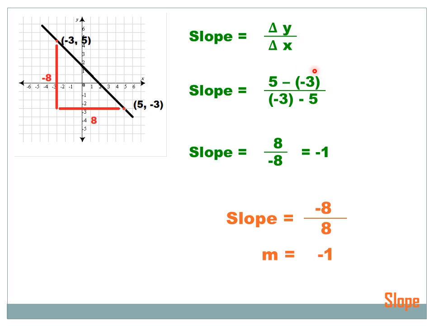Well, 5 minus minus 3, if I subtract a negative number, it's just like adding. So that's the same as 5 plus 3, or 8. And minus 3 minus 5 is minus 8. I've got 8 over minus 8, which is minus 1, which is the same number, of course, that we got when we did it by counting rise over run.